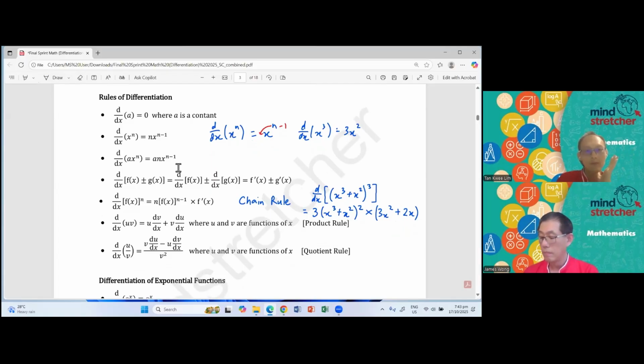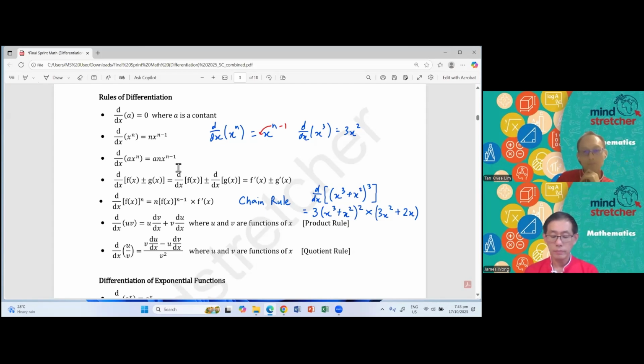it's a bit similar to f(x) and g(x), but instead of putting it as f(x) and g(x), we put it as u and v. We substitute the functions as u and v so that we can differentiate in such a way where it's u multiplied by dv/dx plus v multiplied by du/dx. So this is what we call the product rule.